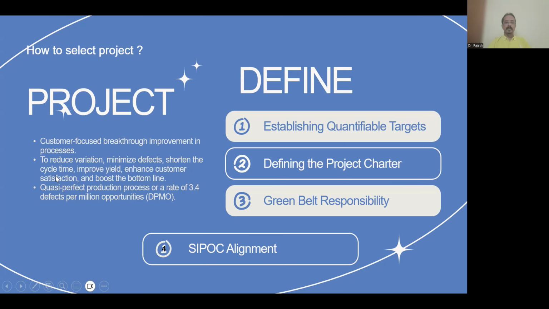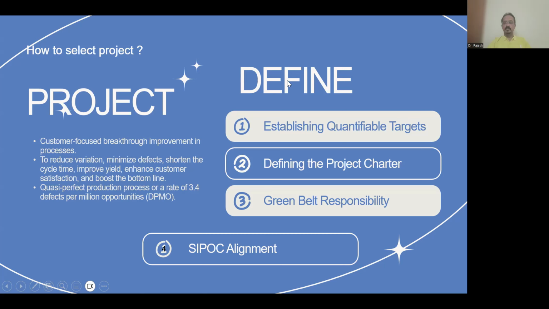Say, for example, I am taking a project to reduce variation, or my project is to minimize defects and shorten the revenue cycle timeline, and then improve yield or enhance customer satisfaction and boost the bottom line. What is my bottom line? It's revenue generation, right? I'm going to improve my revenue generation, and I'm aiming at 3.4 errors per million, right? That's my DPMO. I'm going towards my Six Sigma. This is my role, right? This is the way I'm going to select my project.